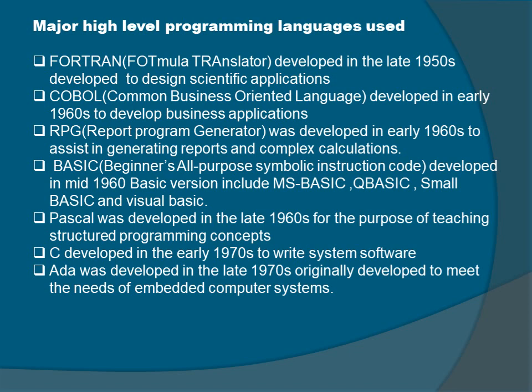Now we are going to see the major high level programming languages and where they are used. Fortran, Formula Translator, was developed in the late 1950s to design scientific applications. COBOL, the Common Business-Oriented Language, was developed in the early 1960s to develop business applications. Third, RPG, the Report Program Generator, was developed in the early 1960s to assist in generating reports and complex calculations. Next, BASIC, Beginners All-purpose Symbolic Instruction Code, was developed in the mid-1960s.